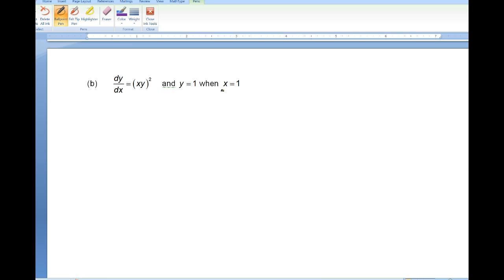Okay, let's try this one. Okay, first thing, before I even separate, well, actually, you can move the dx over to the other side. And I'm actually going to square both x squared and y squared for this one.